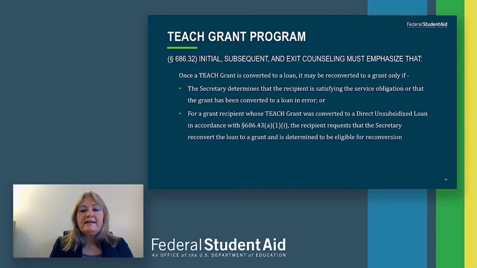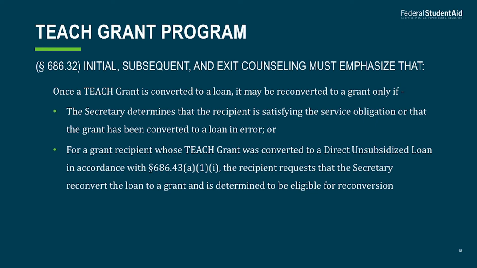For initial, subsequent, and exit counseling, all three must emphasize that once a Teach Grant is converted to a loan, it may be reconverted to a grant only if the Secretary determines that the recipient is satisfying the service obligation or that the grant has been converted to a loan in error, or for a Teach Grant recipient whose Teach Grant was converted to a direct unsubsidized loan in accordance with 686.43(a)(1). This is where the recipient requests the conversion themselves. The recipient requests that the Secretary reconvert the loan to a grant and is determined to be eligible for the reconversion.